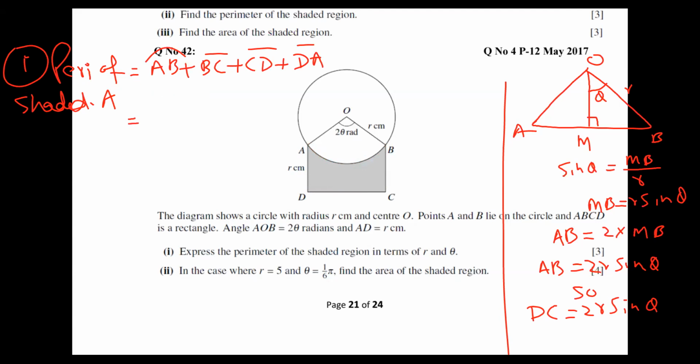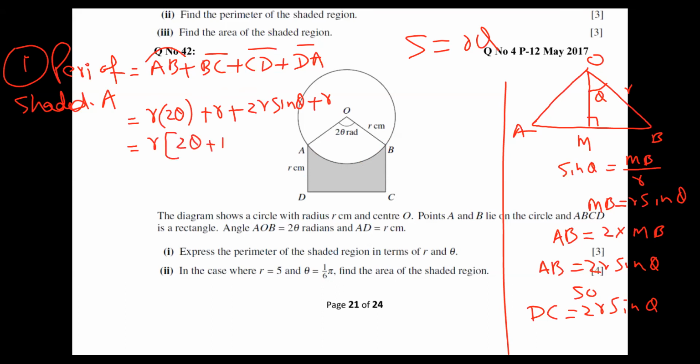Arc length formula: S is equal to R theta. Here R is R and theta is 2 theta, so the arc is R times 2 theta. What is the BC length? BC is equal to R, and this is also R. CD is the same as DC, so 2R sine theta, plus R again. Taking R common from all the terms, I get R times (2 theta plus 1 plus 2 sine theta plus 1), and 1 plus 1 gives 2.